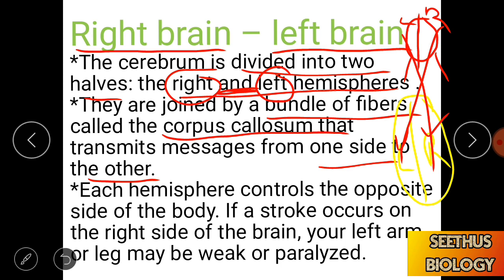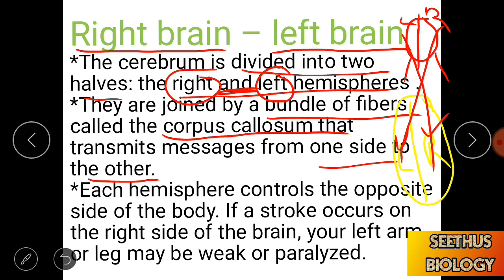If a stroke occurs on the right side, for example, we all know that paralysis may occur to the person. For example, if a person we know is affected with paralysis on the left side, meaning his left hand, his left leg and the total left side of his body is out of control, the stroke has occurred on the left side of his body. Why? Because the right side of his brain was affected. Because of the effect on the right side of his brain, the left side of his body was affected.